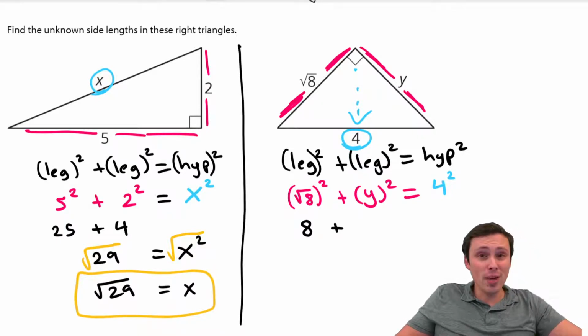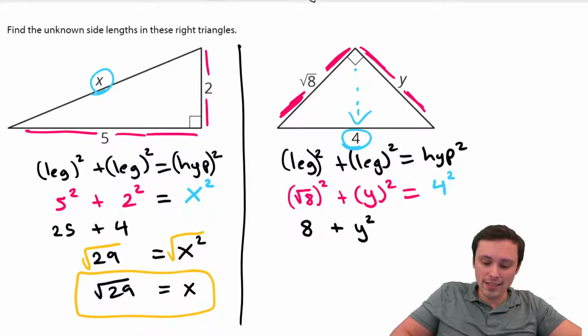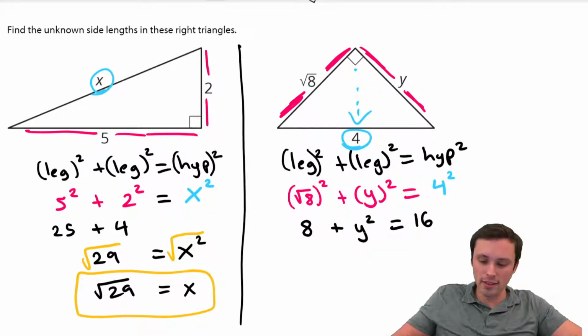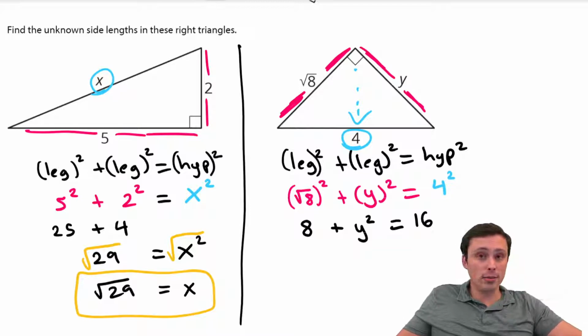Now, what is y squared? Well, we don't know what y is. Y squared is just y times y. It's y squared. That one is not going to simplify. And then what is 4 squared? That just means 4 times 4, and that is 16. So we now have 8 plus y squared equals 16.